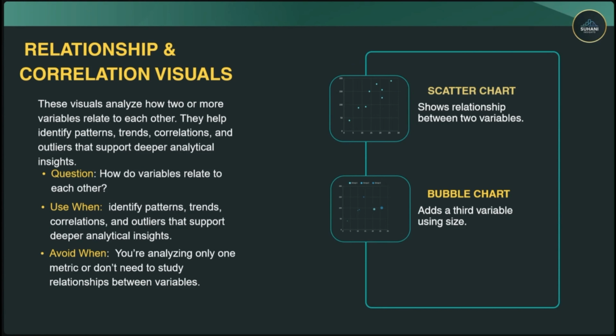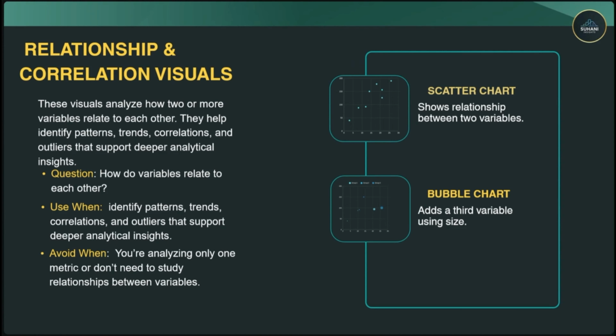So these visuals help us understand how two variables are related to each other, where one of them is independent and one is dependent. This is used to identify a pattern, a trend, or a correlation. There are two of them: the scatter chart and the bubble chart.